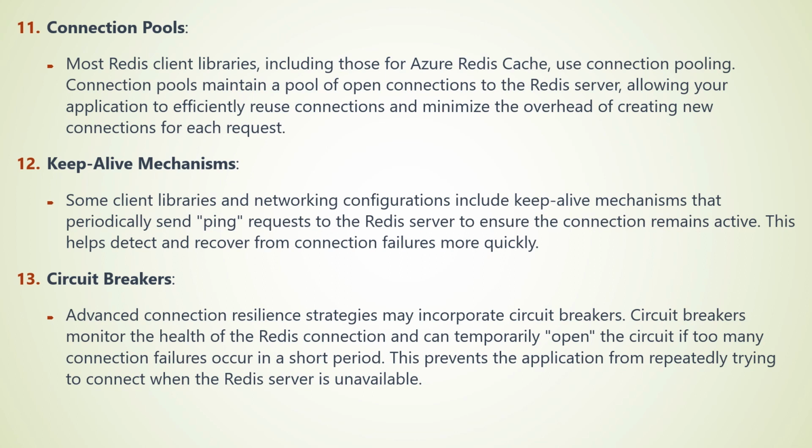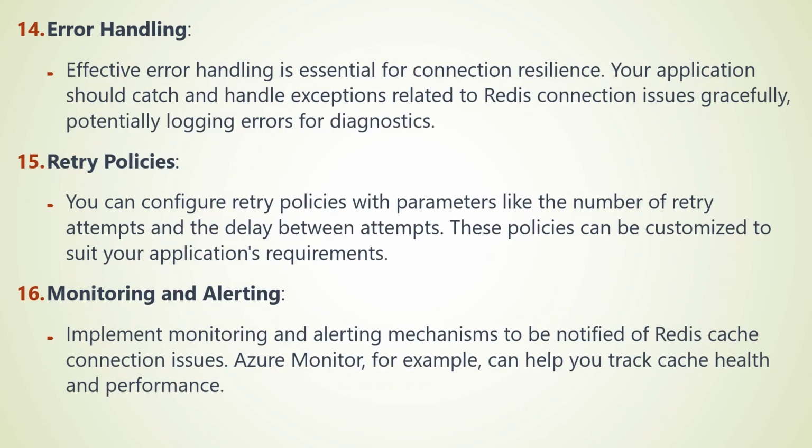Circuit breakers. Advanced connection resilience strategies may incorporate circuit breakers. Circuit breakers monitor the health of the Redis connection and can temporarily open the circuit if too many connection failures occur in a short period. This prevents the application from repeatedly trying to connect when the Redis server is unavailable. Error handling. Effective error handling is essential for connection resilience. Your application should catch and handle exceptions related to Redis connection issues gracefully, potentially logging errors for diagnostics. Retry policies. You can configure retry policies with parameters like the number of retry attempts and the delay between attempts. These policies can be customized to suit your application's requirements.